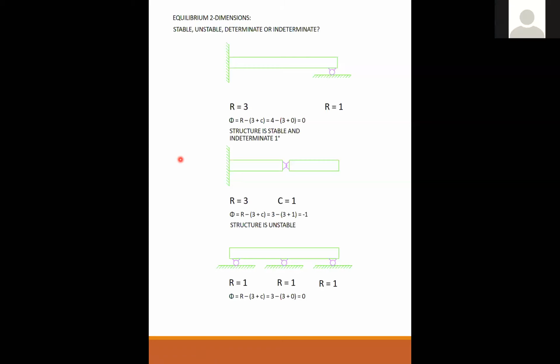Okay, so the skateboard is clearly unstable. That's why we have to wear helmets.